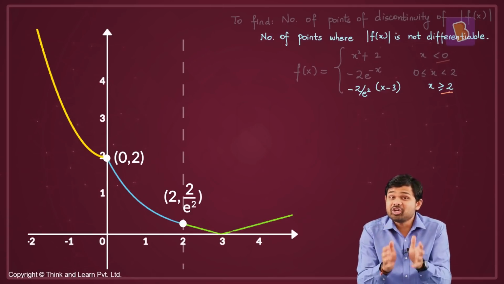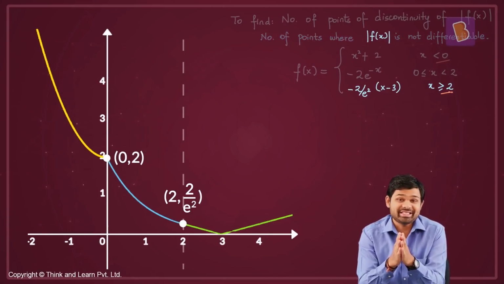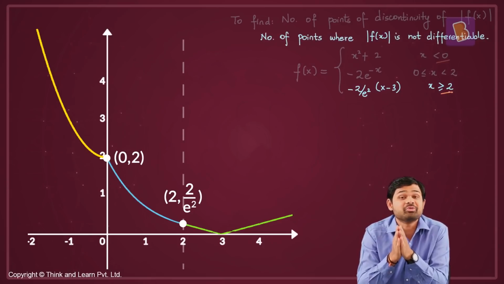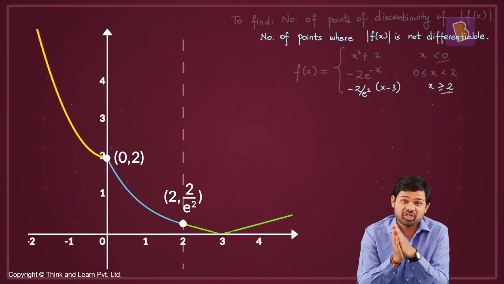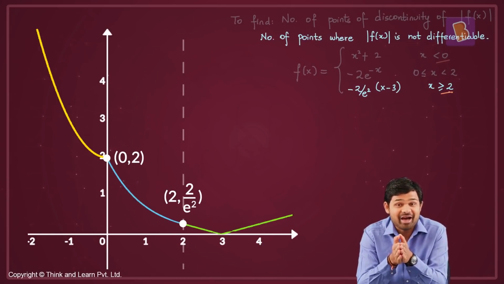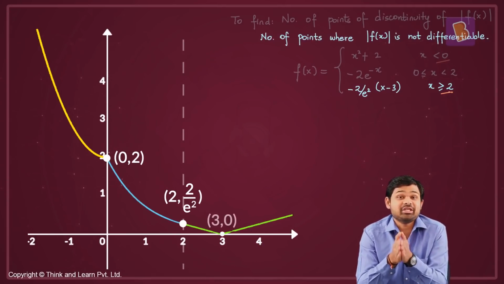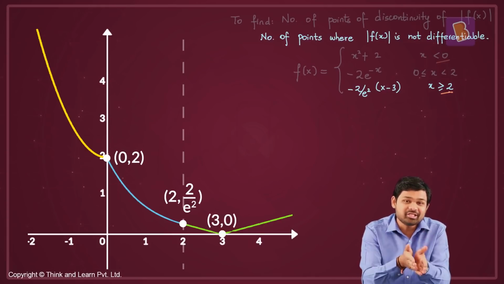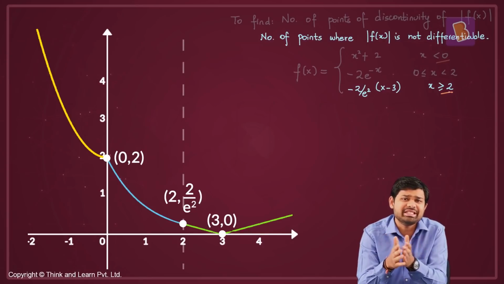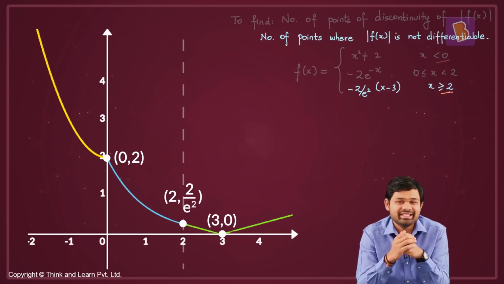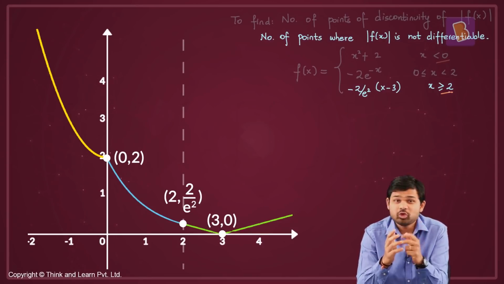Hang on. Because we are considering mod of f of x, there is one more point which becomes very crucial. That is the point where the linear curve changes direction. The linear function that we have changes direction at x equal to 3, and we clearly know that at this point the function is not differentiable. So we already have one point where the function is definitely not differentiable, that is x equal to 3. So we might have 2 more points.